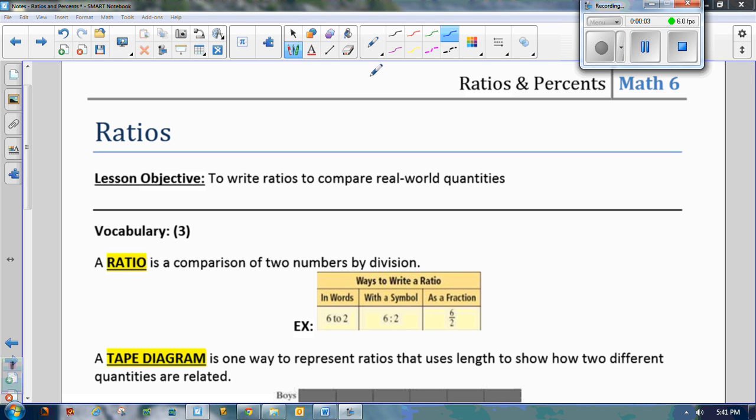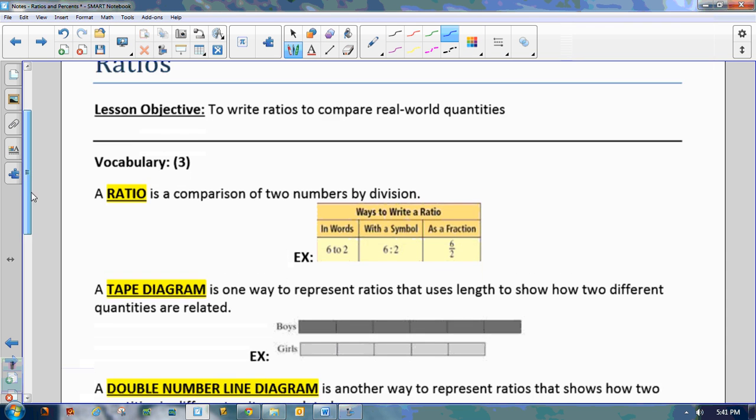Chapter 5, Ratios and Percents, Lesson 1, Ratios. Lesson objective: to write ratios to compare real-world quantities.